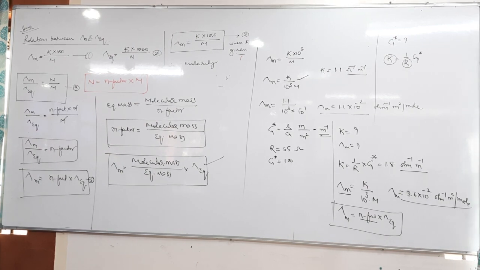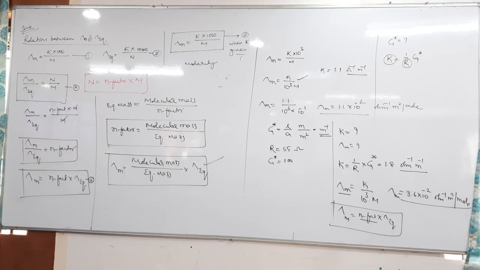Next. One more. The conductivity of 0.2 m solution of KCl at 298 Kelvin is 0.0248 Siemens centimeter inverse. Calculate its molar conductivity.